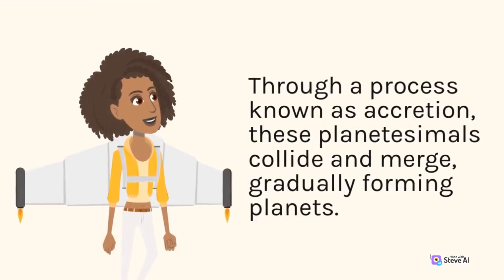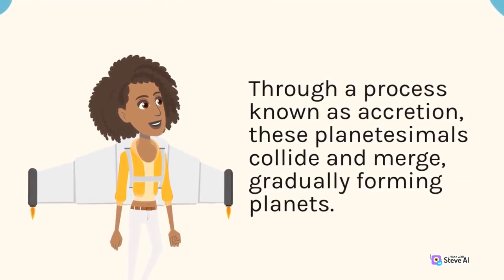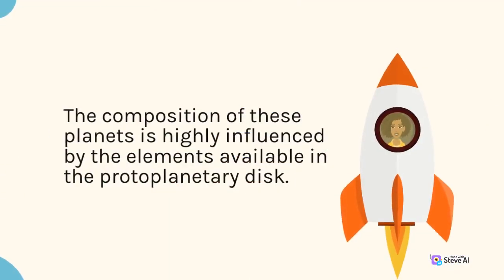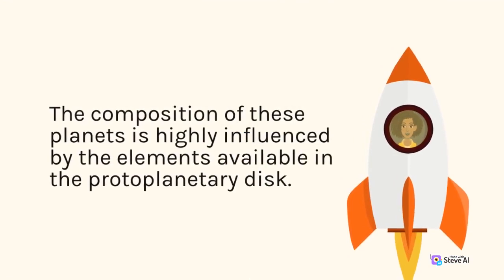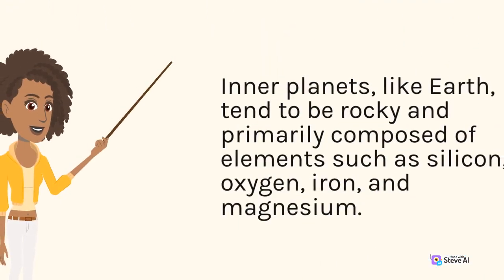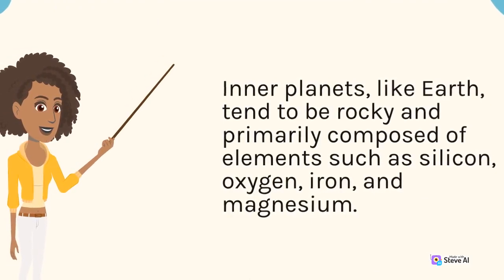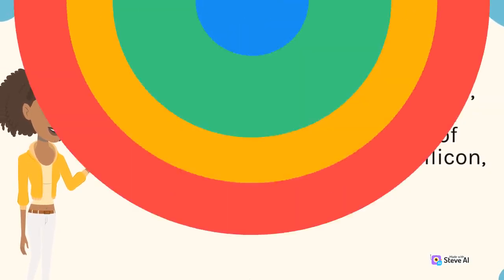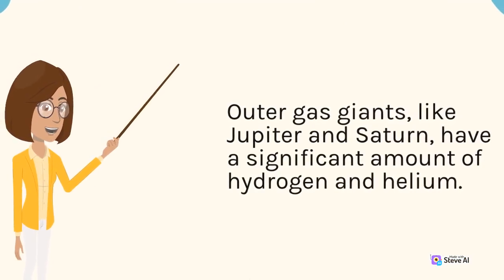Through a process known as accretion, these planetesimals collide and merge, gradually forming planets. The composition of these planets is highly influenced by the elements available in the protoplanetary disk. Inner planets, like Earth, tend to be rocky and primarily composed of elements such as silicon, oxygen, iron, and magnesium. Outer gas giants, like Jupiter and Saturn, have a significant amount of hydrogen and helium.